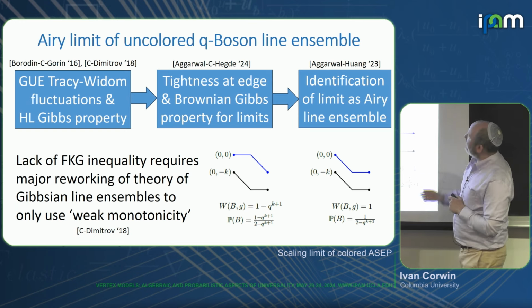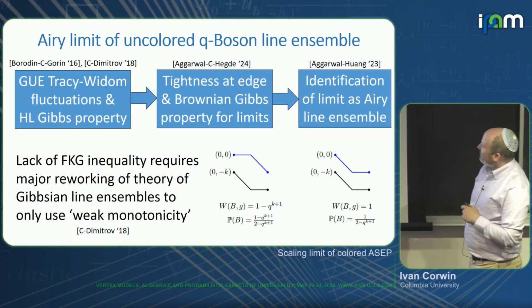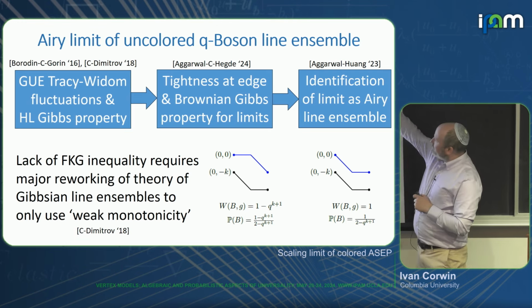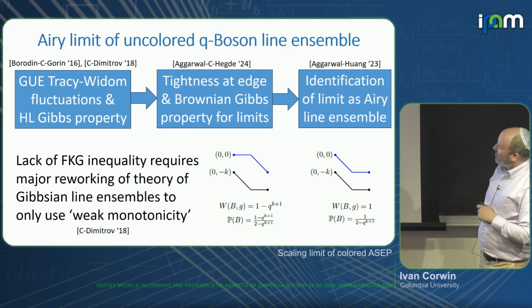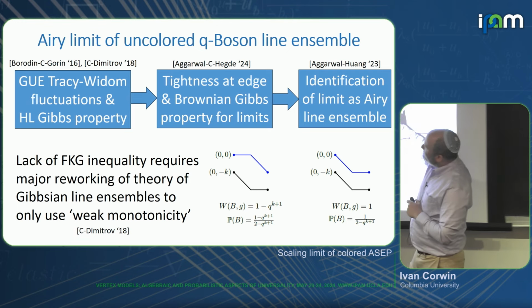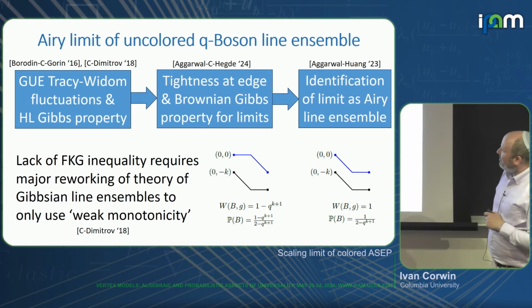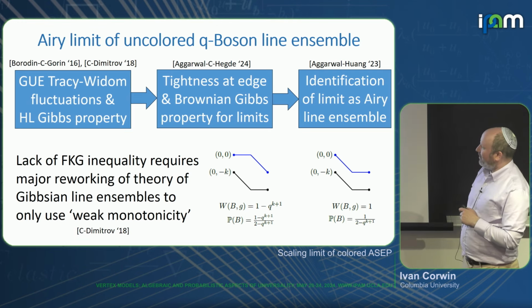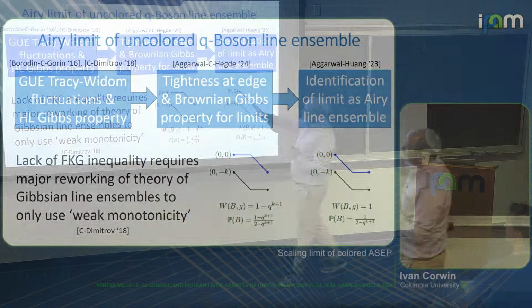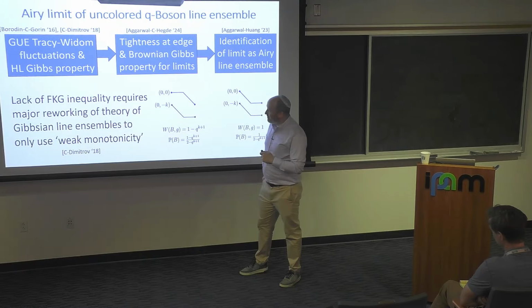There's a recent work of Aggarwal and Huang that gives a strong characterization of the Airy line ensemble. And so once you can show tightness of your ensemble at the edge and this Brownian Gibbs property for all limits, then you actually are able to identify the scaling limit. And so the challenge becomes to prove this tightness of the line ensemble at the edge.